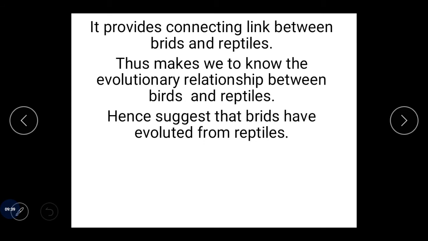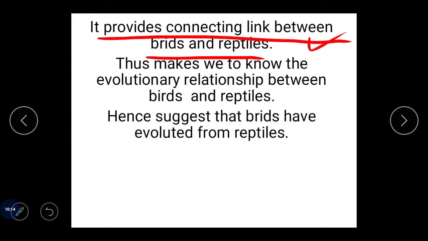So this is a concept. It provides the connecting link, makes us understand the evolutionary concepts, and the relationship between reptiles and birds. Okay, that evolution has taken place, that a gradual change has taken place, and it makes us understand that birds have evolved from reptiles. Like I just mentioned, it provides a connecting link between birds and reptiles.